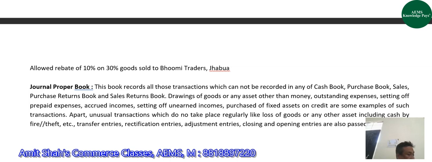So I hope guys you have understood why journal proper book is maintained. It mainly records those transactions which neither involve cash account, bank account, purchase account, sales account, purchase return account, sales return account. But apart from that, it also records various transactions which are not usual in nature. I have given some examples here, right? So note down this much, guys.